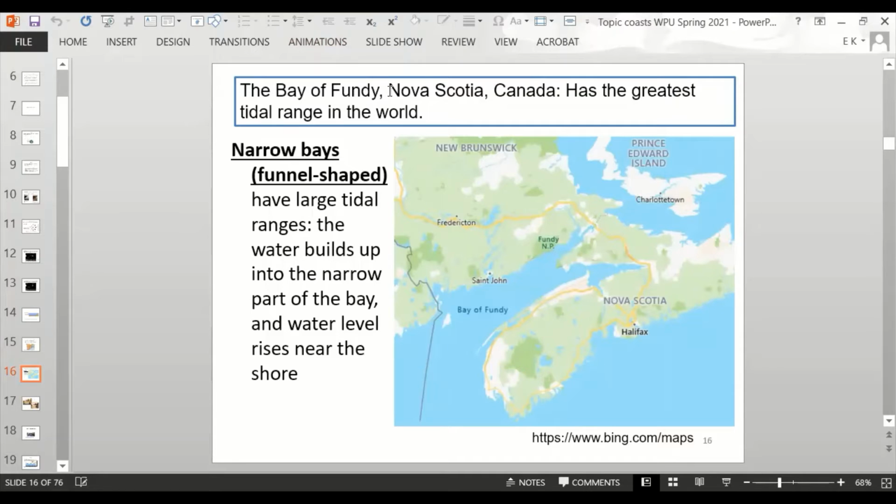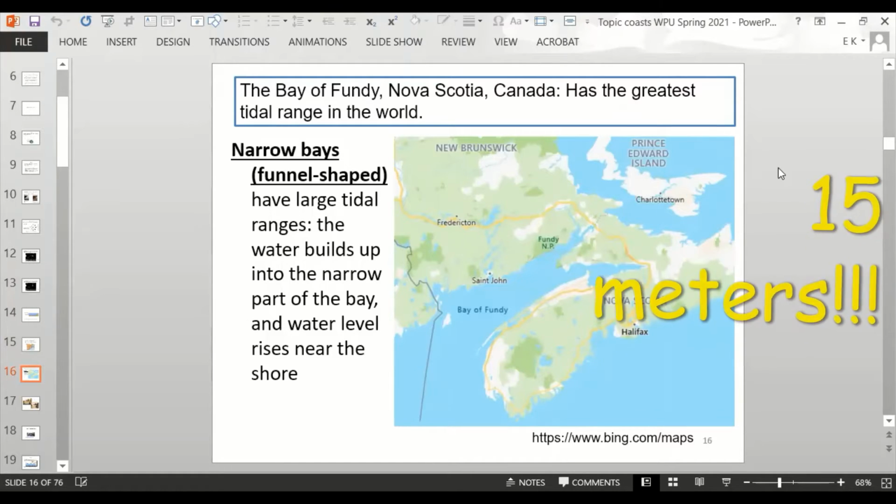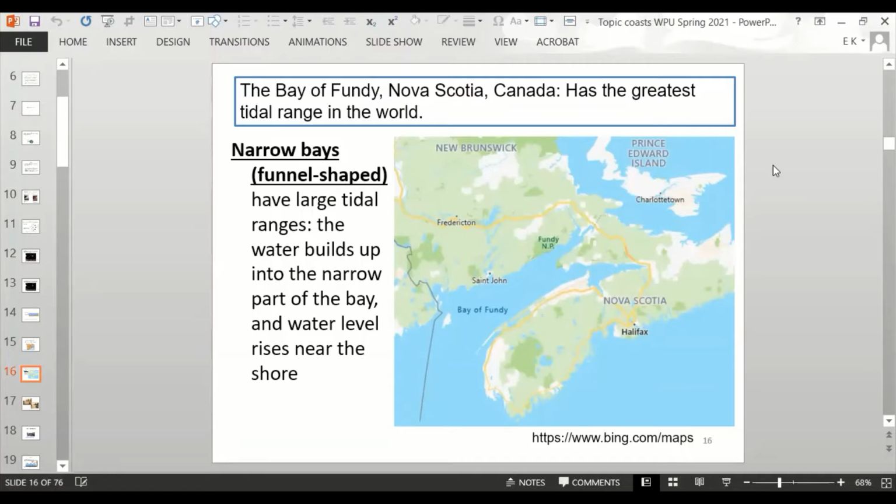And that allows for a great tidal range. So the Bay of Fundy, which is in Nova Scotia in Canada, has the greatest tidal range in the world, and it's about 15 meters. So keep in mind, 1 meter is about 3 feet. So 15 meters is quite a large difference between low and high tide.